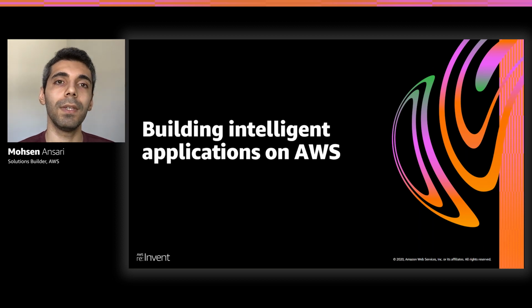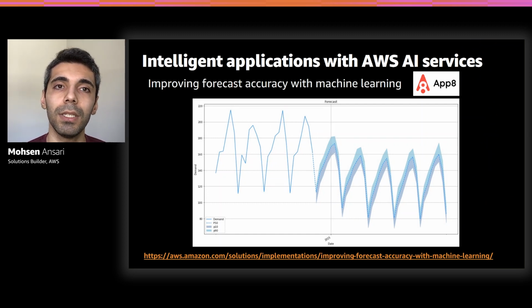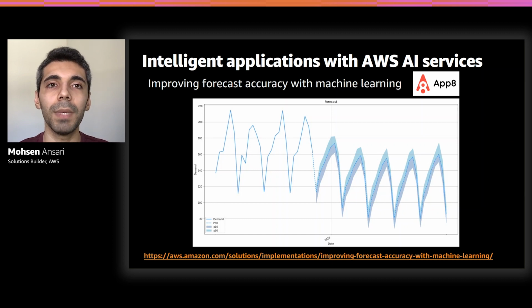I'm going to go through 2 different examples. The first one is called Improving Forecast Accuracy with Machine Learning. Improving Forecast Accuracy with Machine Learning is a solution implementation that we have built in AWS. What it does is you give it a set of historical data, and then as the output of the solution, it gives you predictions of what the trend of the data will be in the future.